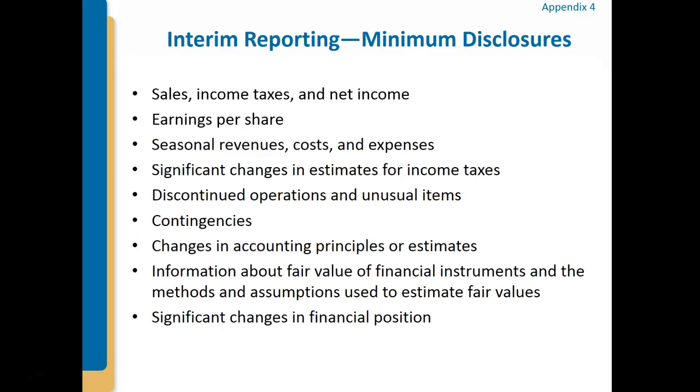Complete financial statements aren't required for interim reporting, but certain minimum disclosures are: sales, income tax and net income, earnings per share, seasonal revenue, costs and expenses, significant changes in estimates for income taxes, contingencies, discontinued operations and unusual or infrequent items, changes in accounting principle or estimates, information about fair value of financial instruments and the methods and assumptions used to help estimate those fair values, and then significant changes in financial position. When fourth quarter results are not separately reported, material fourth quarter events, including year-end adjustments, should be reported in disclosure notes to the annual statement.